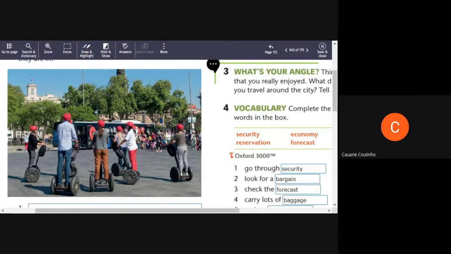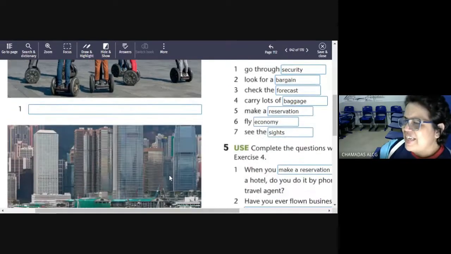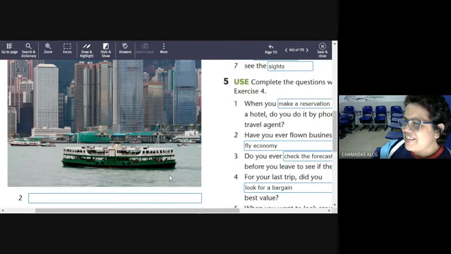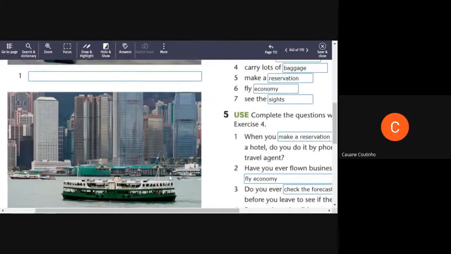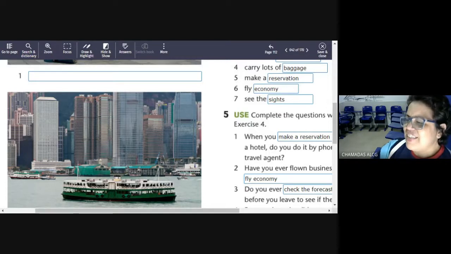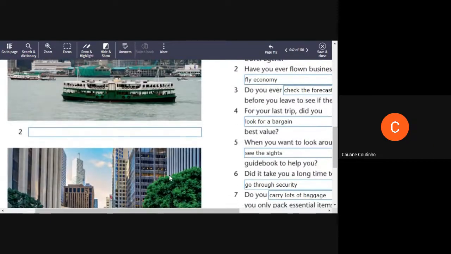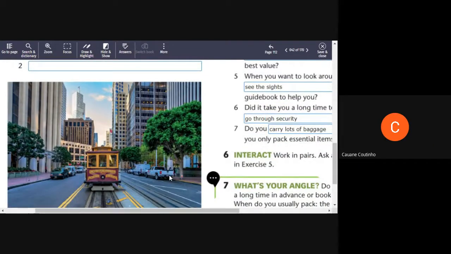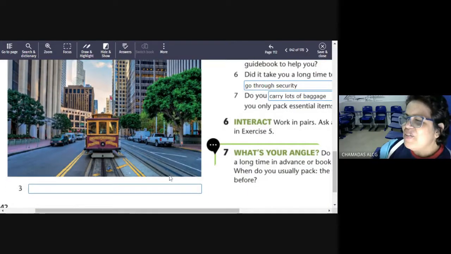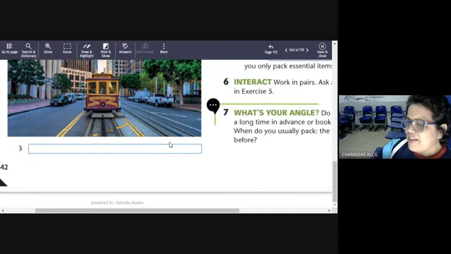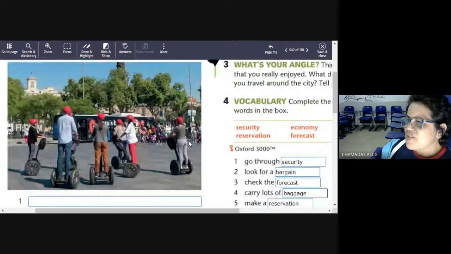The first image, I don't know where it is. And the second one? I think it's New York. And the third one is San Francisco. Okay, yeah, maybe, because you have the cable car here. That's true, yeah, maybe. So let's check out the answers.